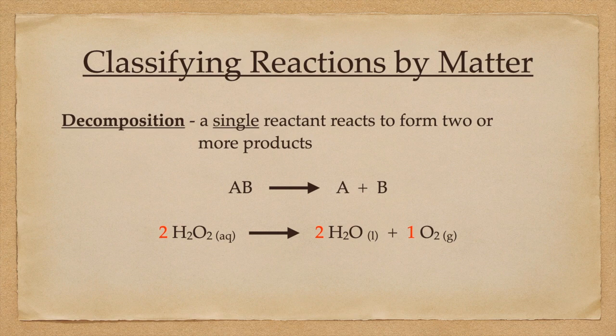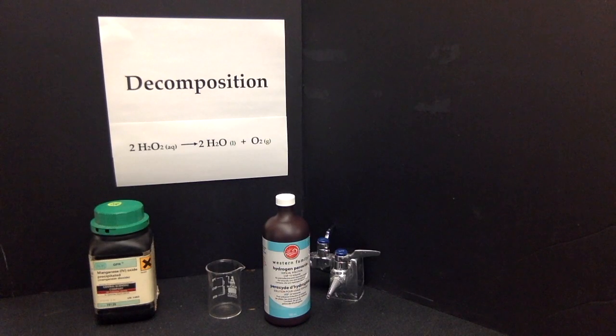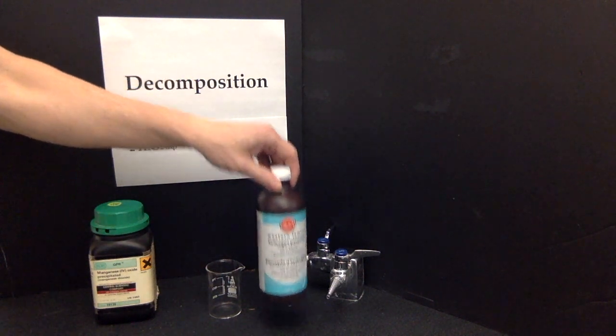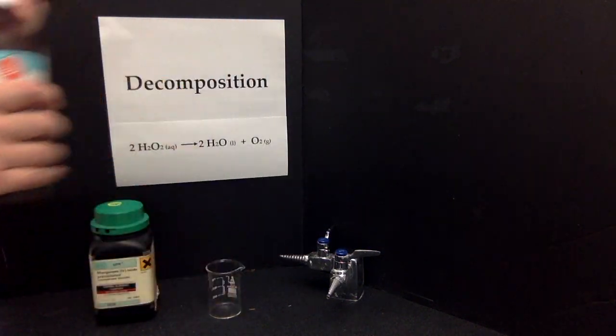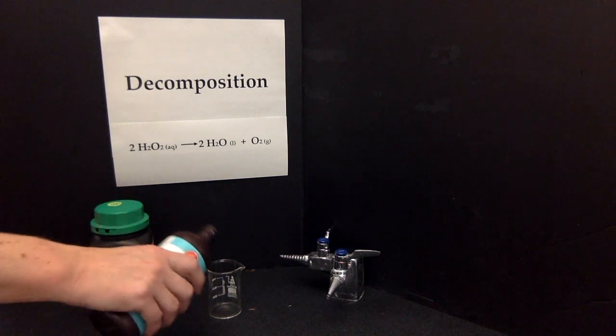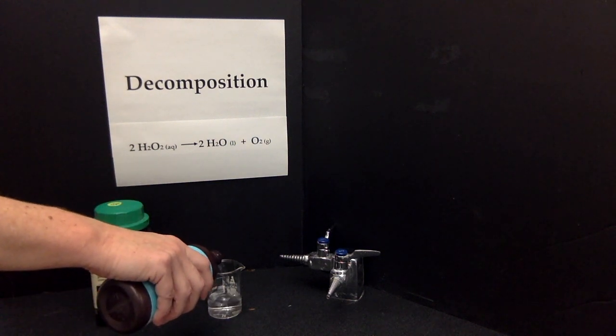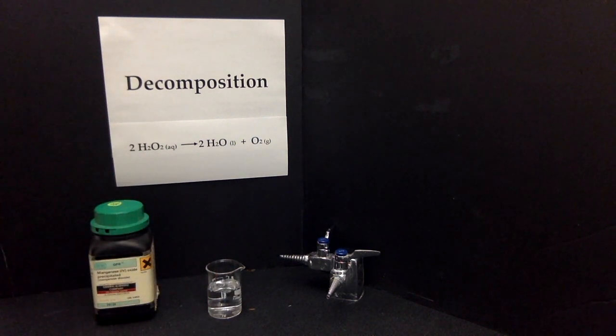Let's take a look at what that one looks like. The decomposition reaction I'm about to do is aqueous hydrogen peroxide decomposing into liquid water and oxygen gas. However, this reaction is very, very slow at room temperature. Here's hydrogen peroxide you can buy in any grocery store or pharmacy, and it's simply a clear, colorless liquid. The decomposition reaction is so slow at room temperature you can't even notice it.